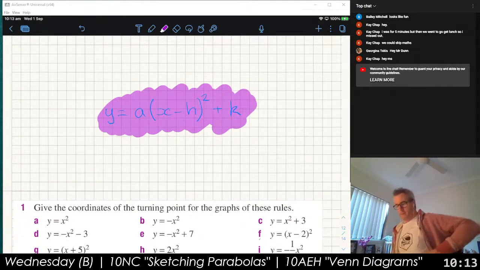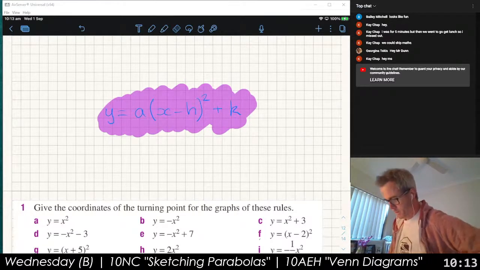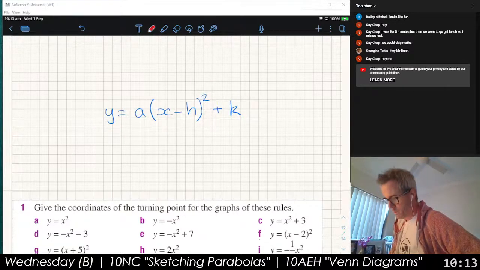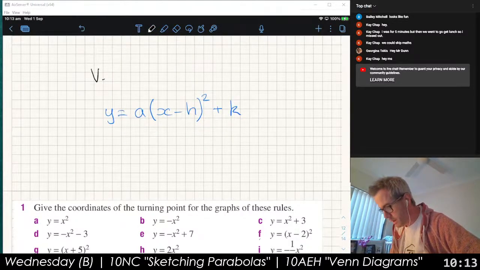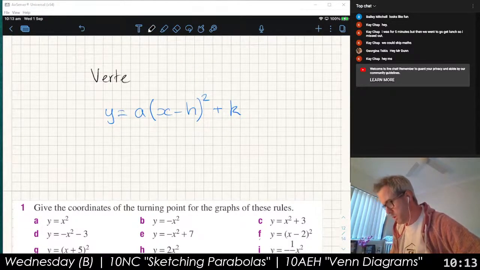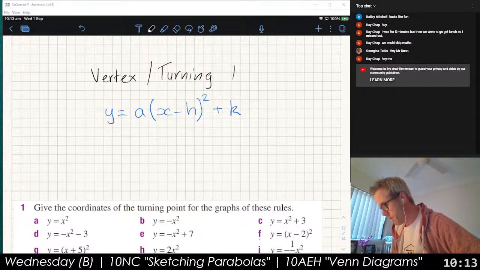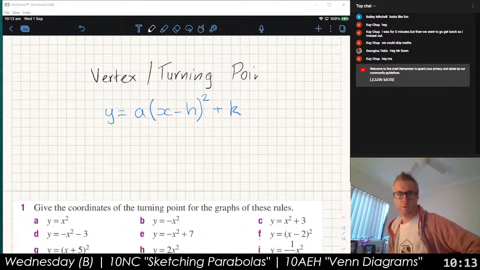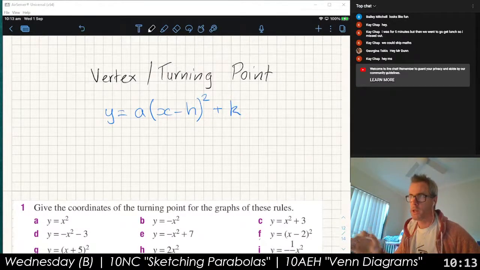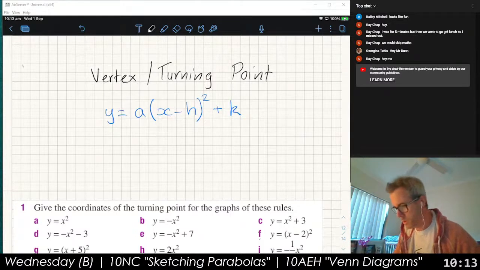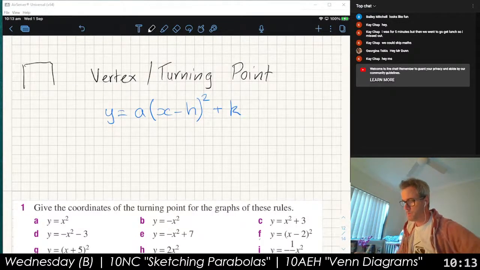We've got a special name for it. Hopefully you remember. It's one of two names, right? We call this either the vertex or the turning point form. Turning point form. Okay? We call this a quadratic equation because we're dealing with quads. Quads are like squares, right?